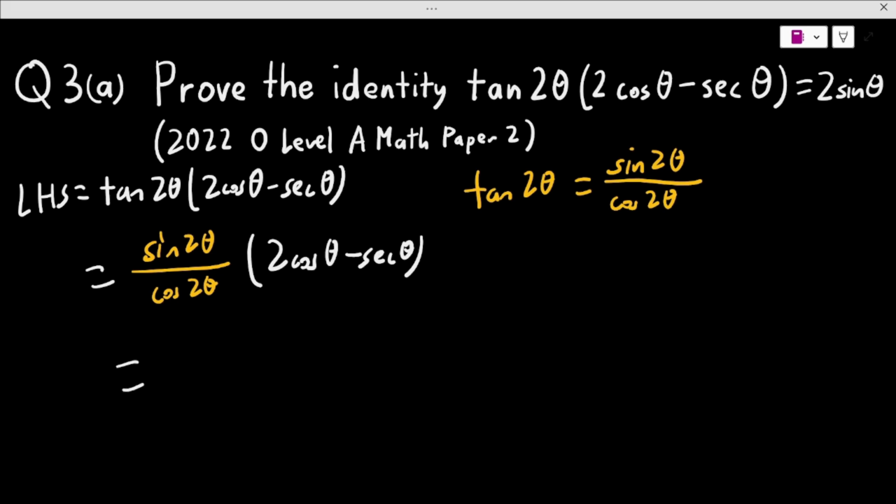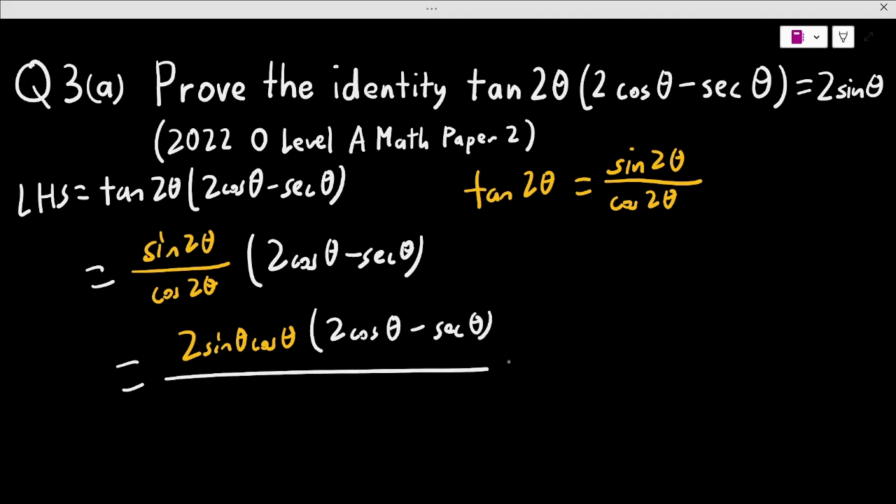So this is going to be 2 sine theta cosine theta, times 2 cosine theta minus secant theta, all over cosine 2 theta. Now let's distribute over here. So we get 2 times 2, so that's 4 sine theta. We have cosine theta times cosine theta, so it's cosine square of theta.